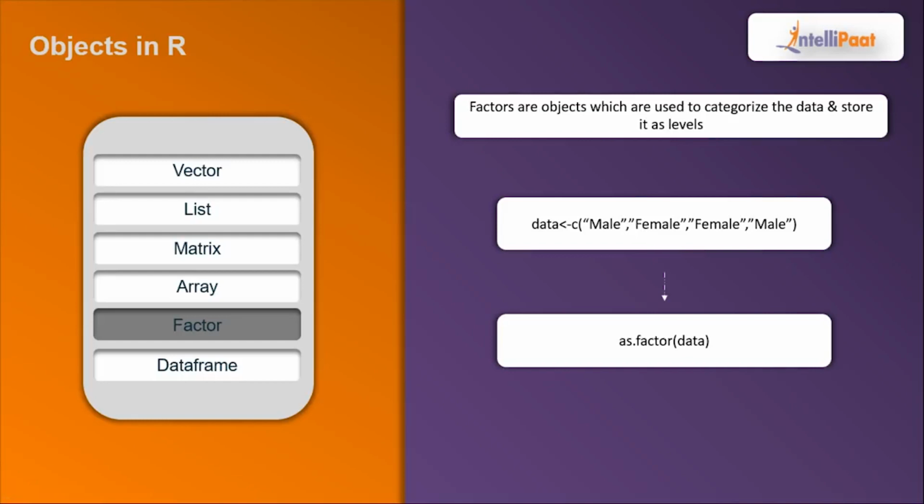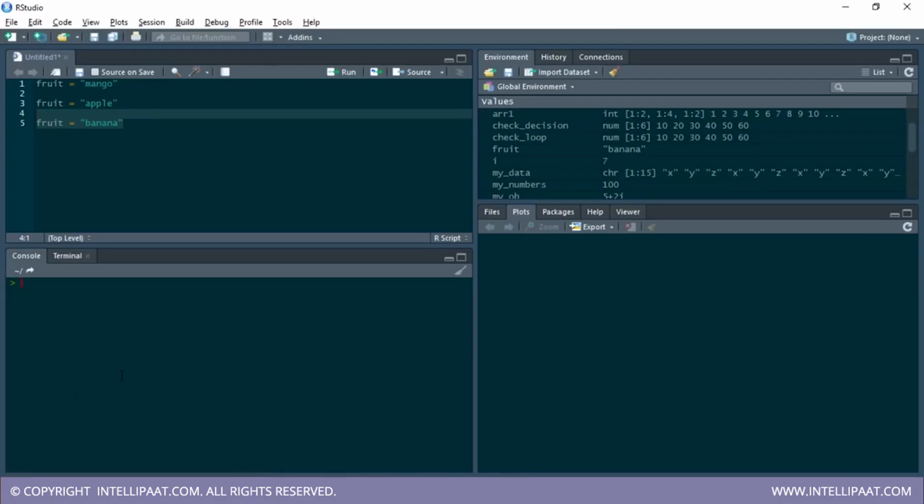So this is where the factor objects come in. What we'll do is take this character object and put it as a parameter in the as.factor function, and then we can convert this into a categorical variable or a factor variable. So let's go to RStudio and work with some factors.